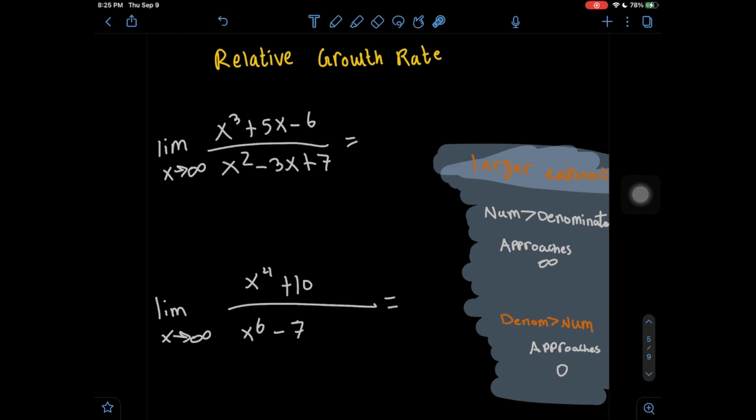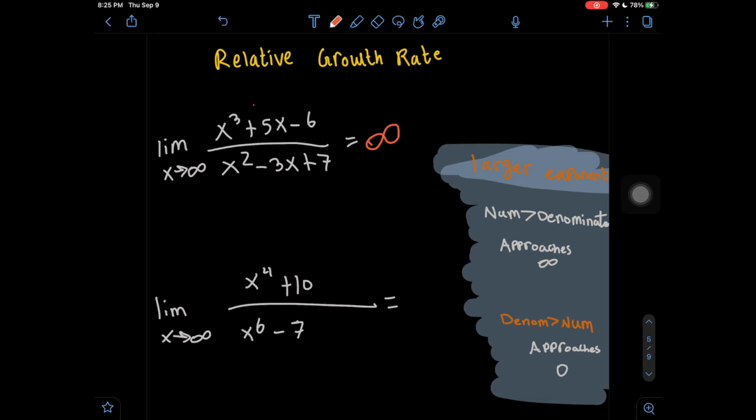For example, in number 1, we have a degree or an exponent of 3 in the top and 2 in the bottom, which means our numerator has a greater exponent and it's approaching infinity. Because think about it. If this value is getting bigger, this is also getting bigger, but it's not growing at the same rate or at a higher rate. So it's going to keep growing and growing until it won't stop. It's not limited. It's limited to infinity.